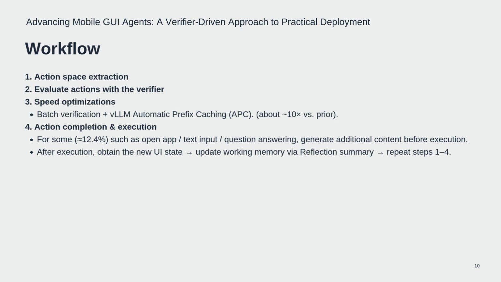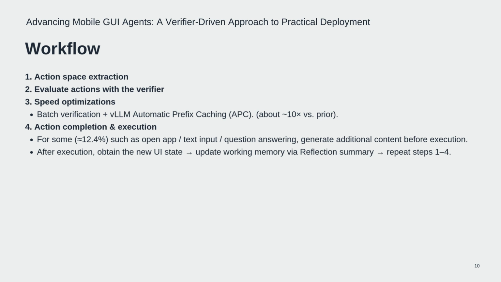So for instance, if the task was send a text saying I'll be late, when the agent chooses the action type into the messaging box, we have the model generate the actual message I'll be late to input. After any such completion, the agent executes the action on the device.